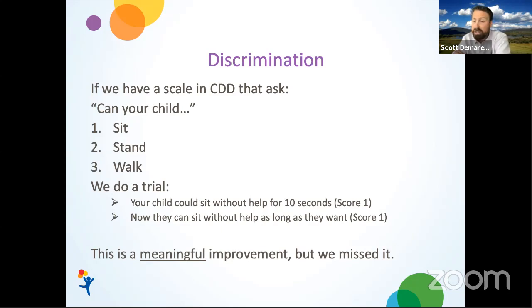Well, okay, so maybe your child's able to sit for about 10 seconds without any help before the trial starts. And the trial actually does help them. And now they're sitting as long as they want. They can sit completely independently, but they're still not able to stand. Well, that's an important improvement. And I think this is part of what Carol Ann was talking about. This is an improvement that's meaningful and important to a family and to that patient, that on this score was a 1 and is still a 1. That's not an appropriate amount of discrimination. It's not an appropriate amount of setting of intervals to let us see important and meaningful changes. So we missed it if we did the scale that way.